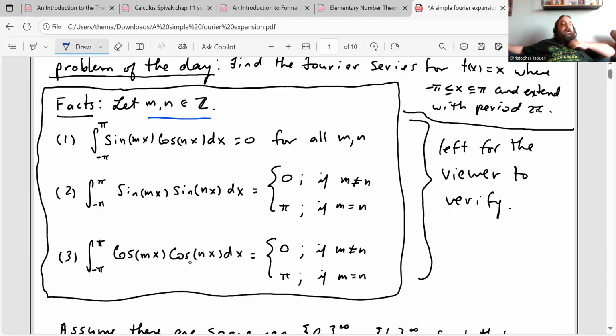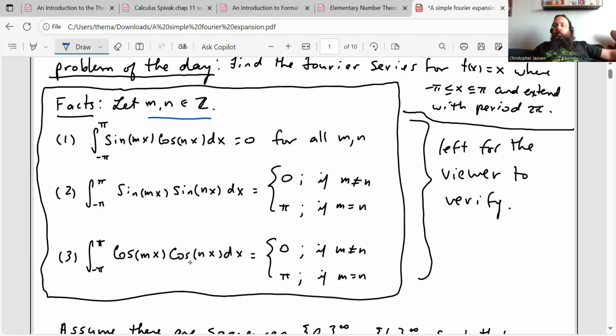Fact number 2, if you integrate sine mx times sine nx dx over the same interval, you get 0 if m is not n, and you get pi if m is equal to n. And then 3, a similar type of integral to number 2, except we have cosines here. The integral of cosine mx, cosine nx dx over the interval from negative pi to pi is 0 if m is not n, and pi if m is n.